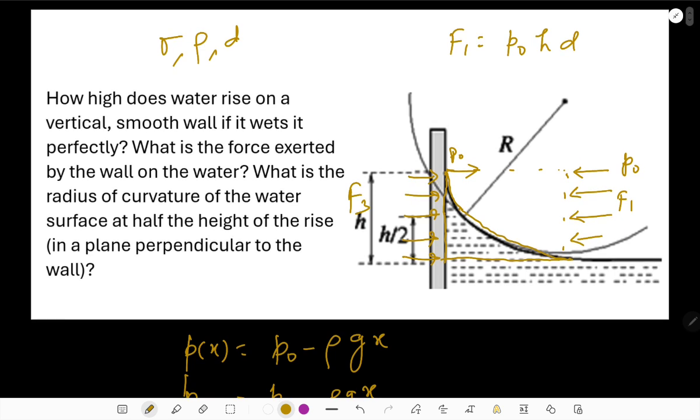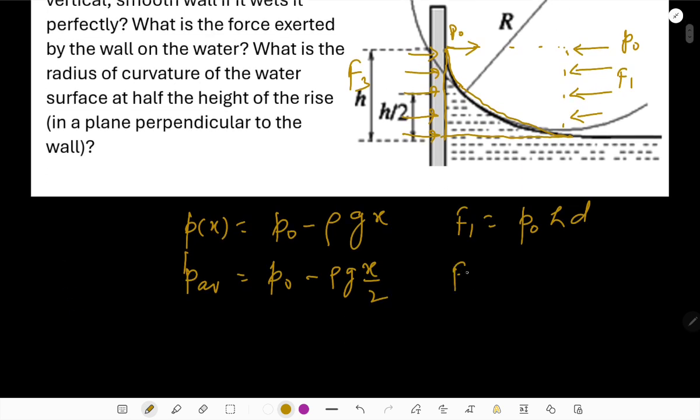So the average value is this, and this force from this side I would like to write as F3. Earlier we had F1, which was simply P0 H D, and this F3 you would write as P average H D. And there is one more force: on this layer, the rest of the water with surface tension sigma is going to pull the piece of liquid under examination to the right.